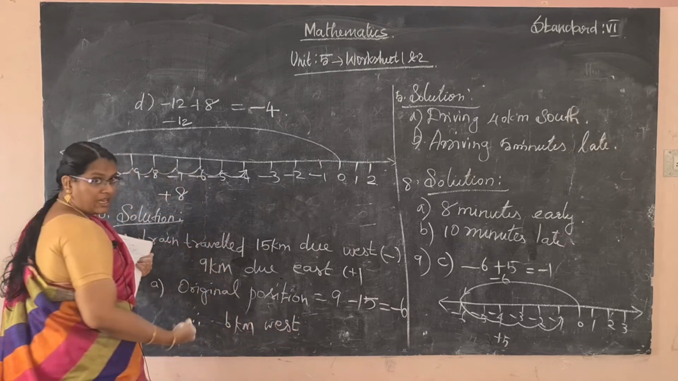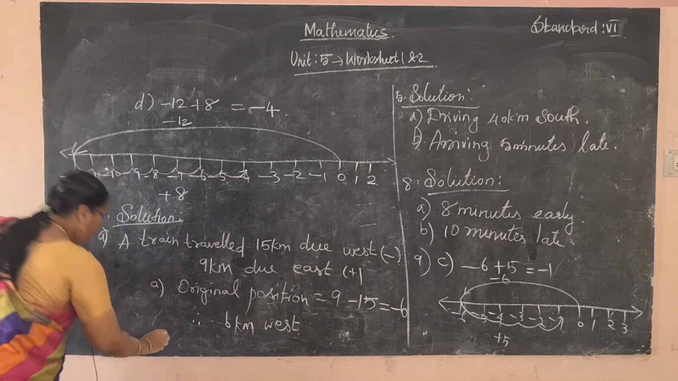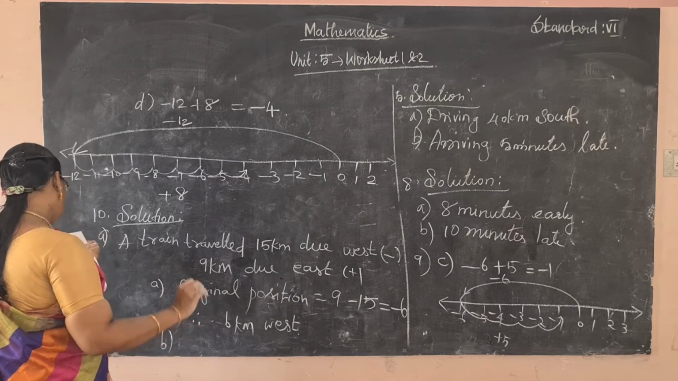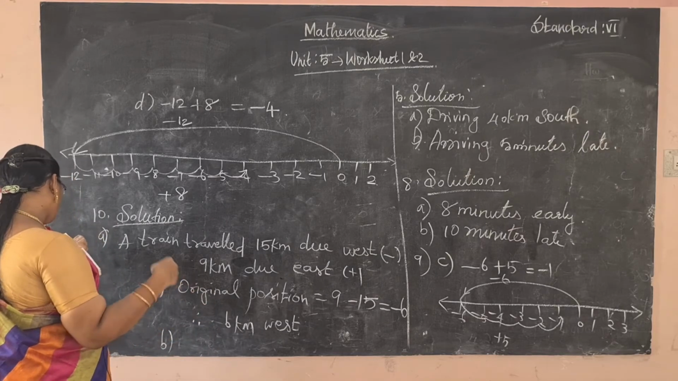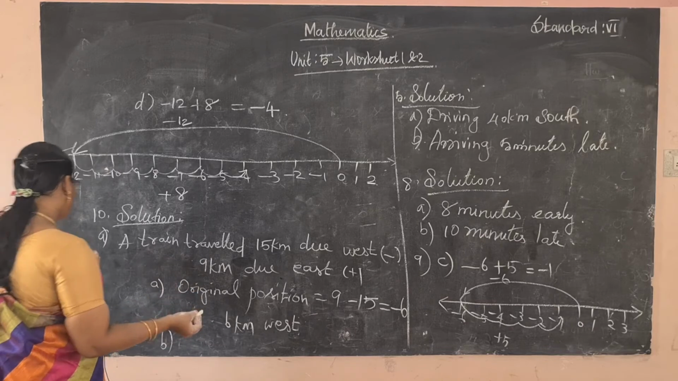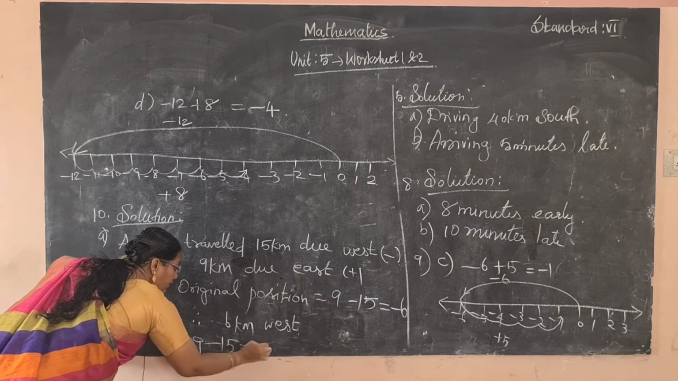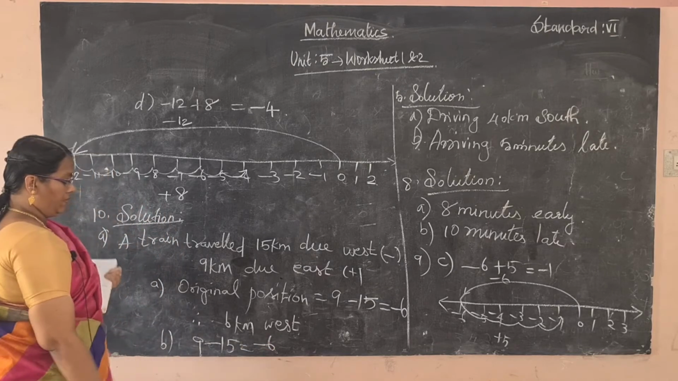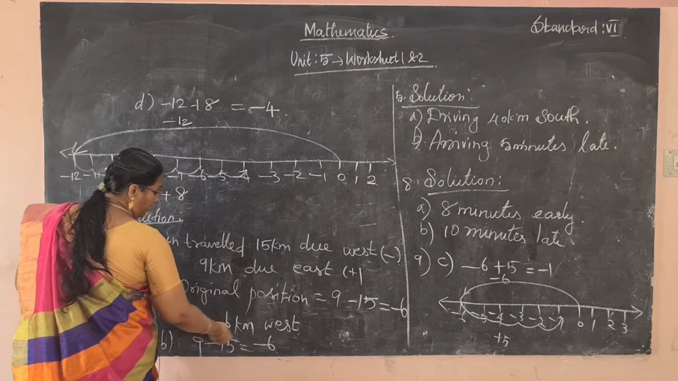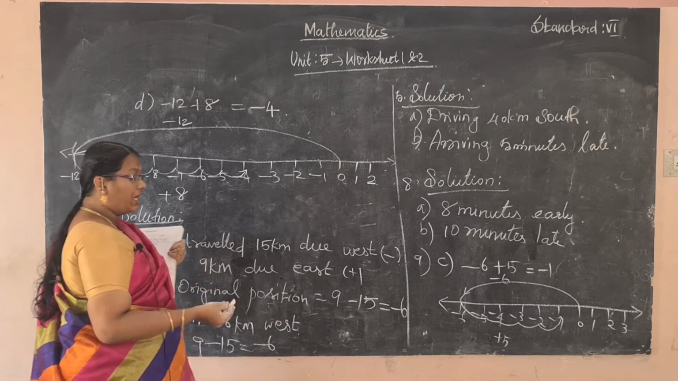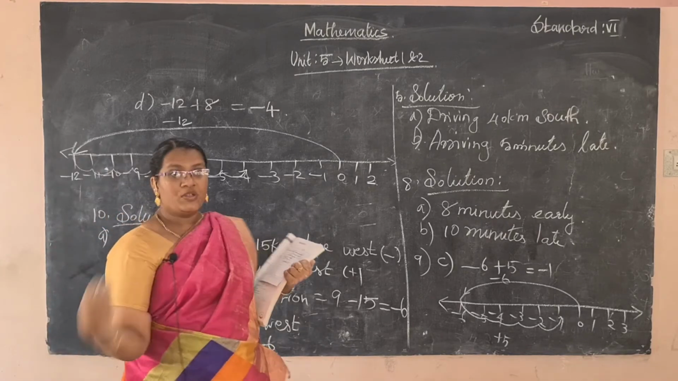West means that's negative. Okay, and B, write the directed number sentence to represent this situation. So 9 minus 15 is equal to minus 6. Okay, the numerical statement is done. So 6 km west means automatically you have to consider the opposite direction.